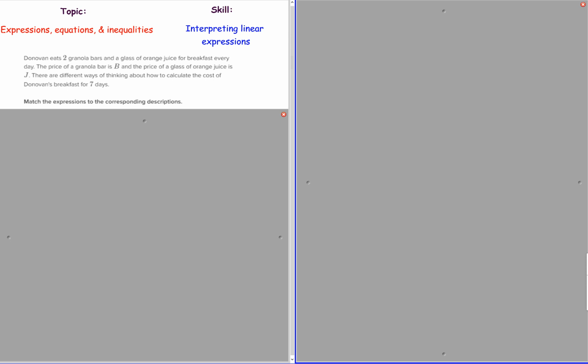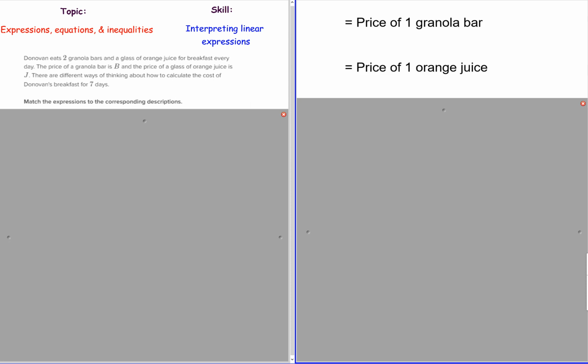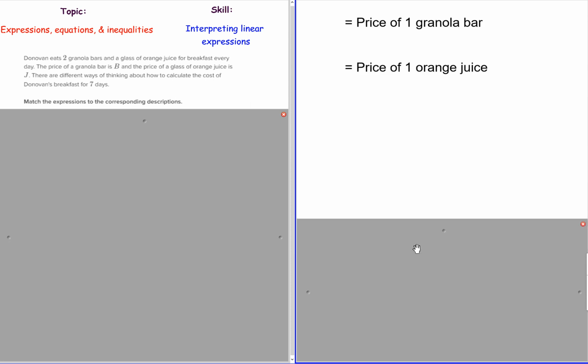All right, Donovan eats 2 granola bars and a glass of orange juice for breakfast every day. The price of a granola bar is B, and the price of a glass of orange juice is J. There are different ways of thinking about how to calculate the total cost of breakfast for 7 days. So let's talk about this. The price of 1 granola bar is B. The price of 1 glass of orange juice is J, right?